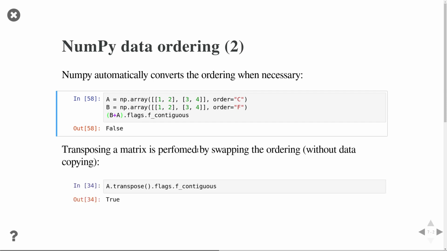And then this was the comment before. If you want to transpose the matrix, the way you do that is you just change from an F ordering to C ordering. So you don't have to copy any data values. You just change the ordering.